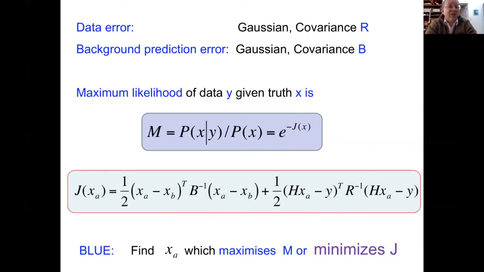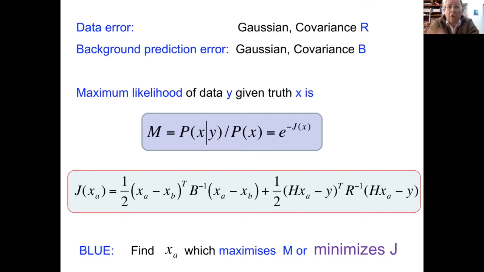And then data assimilation is essentially Bayesian. We try to get a maximum likelihood estimate of the data given the truth, which is given by M in the box there. And if we make all the various assumptions of Gaussian errors, then this maximum likelihood estimate is e to the minus J of x. And J is then a quadratic function, which is a linear combination of the error associated with the guess xb plus the error associated with the measurements of the data. So that is our J.